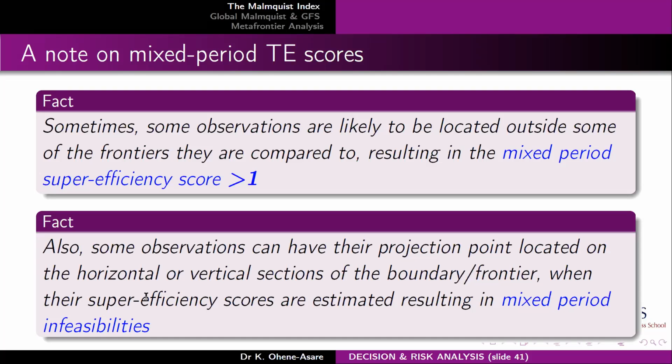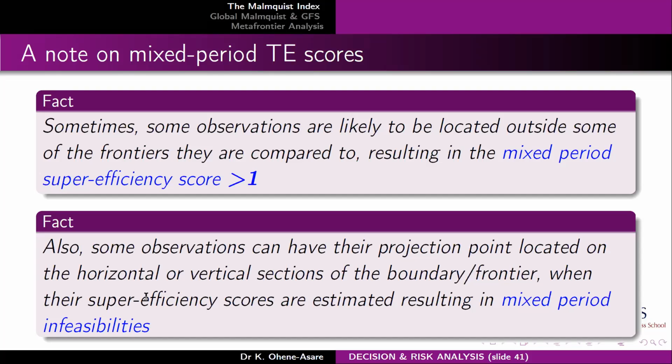And there is a way you can solve this problem of mixed period infeasibility. You will not use the normal Malmquist that we are studying, you will use the Biennial Malmquist in that regard. And by the way, there is a Biennial cost Malmquist index there, the same way there is a Biennial Malmquist index. What we are doing here is the normal Malmquist, but there's a Biennial Malmquist, which will solve all of these problems.